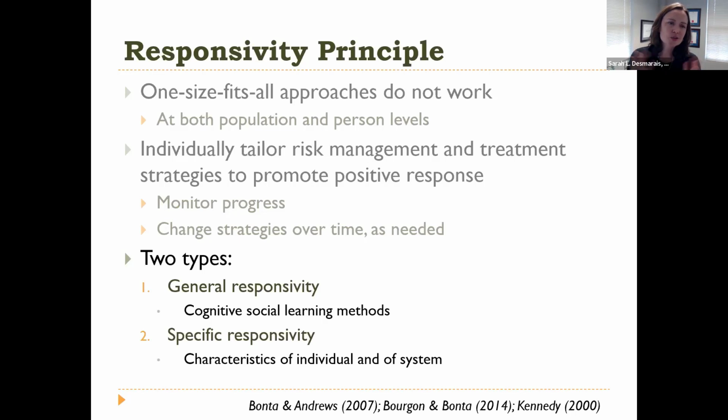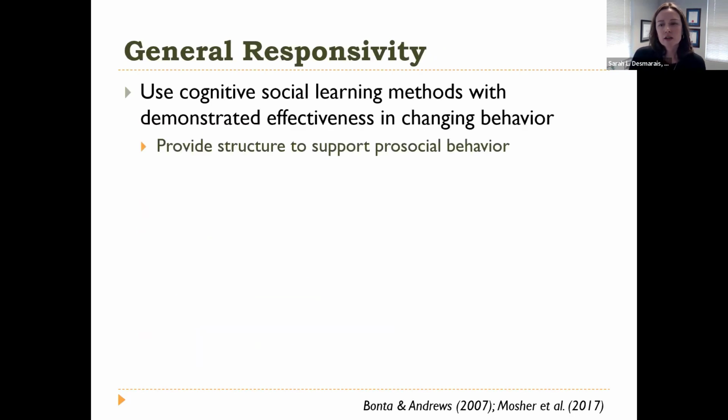So there are kind of two ideas around, or two kinds of responsivity that we talk about. The first is general responsivity, which I'll talk about on the next slide. And then the second one is specific responsivity. So general is like overall, when we're working with individuals, what should we do as best practices? And specific is what should we do for this person? So in terms of general responsivity, the idea here is to use strategies that work. Of course, there's a lot of different strategies that have been shown to be effective, but this particular model emphasizes pro-social behavior through providing structure and cognitive social learning methods.